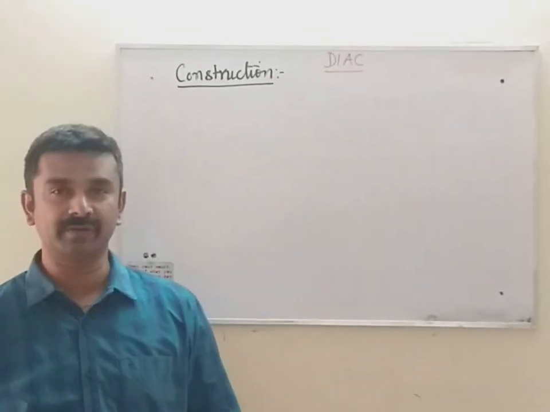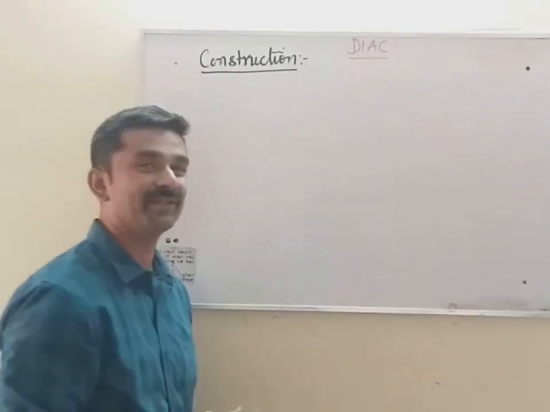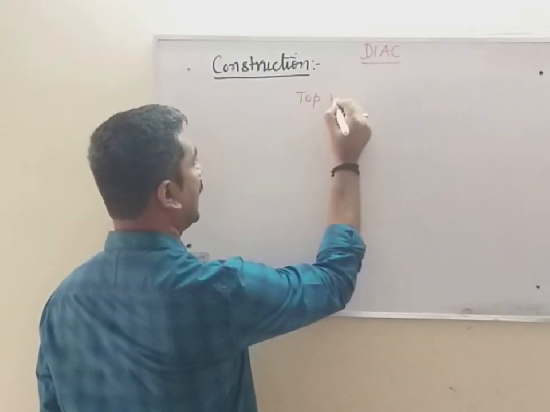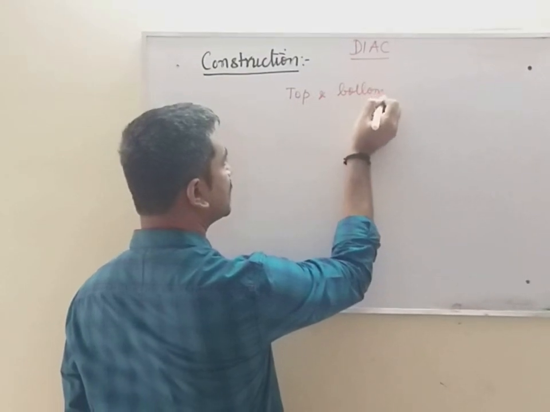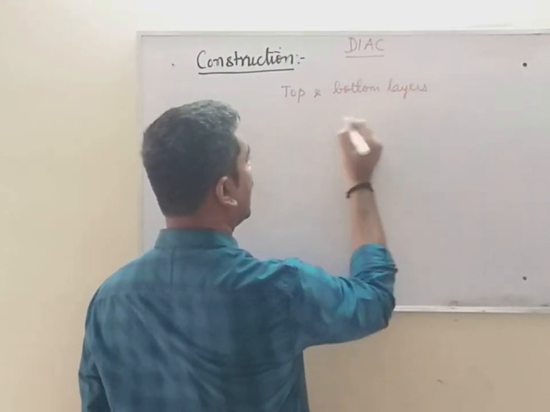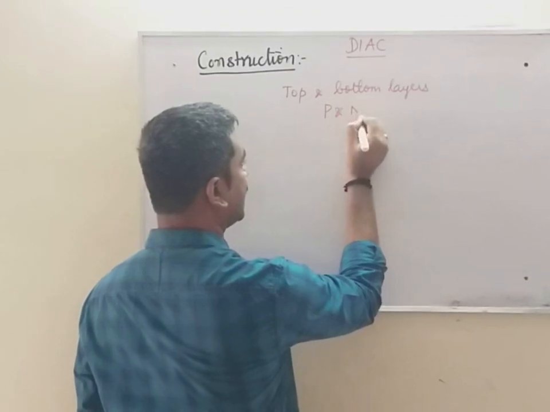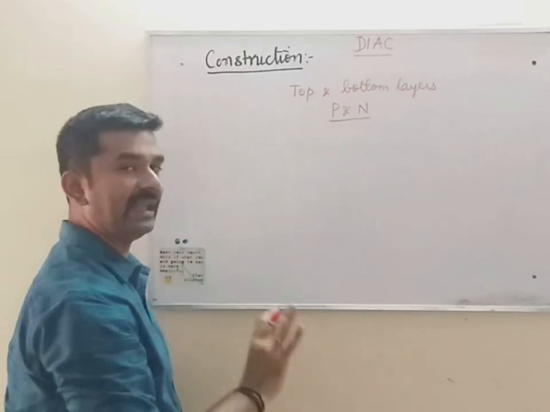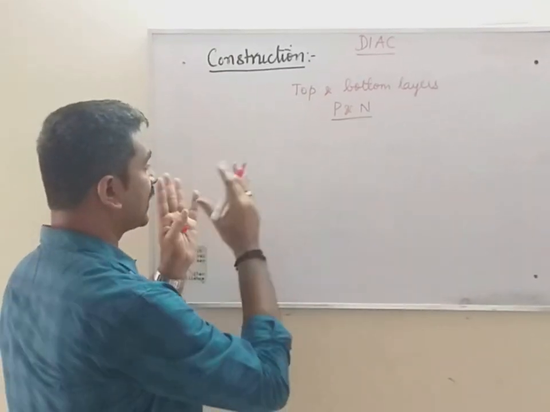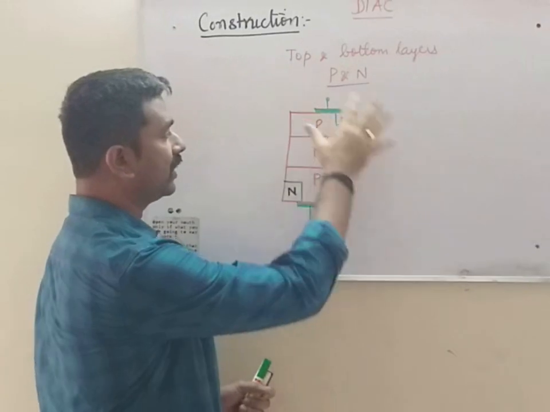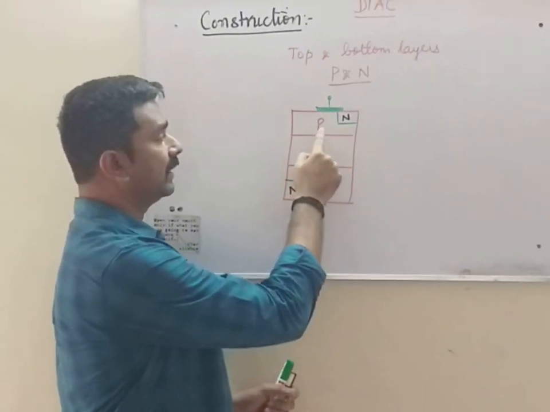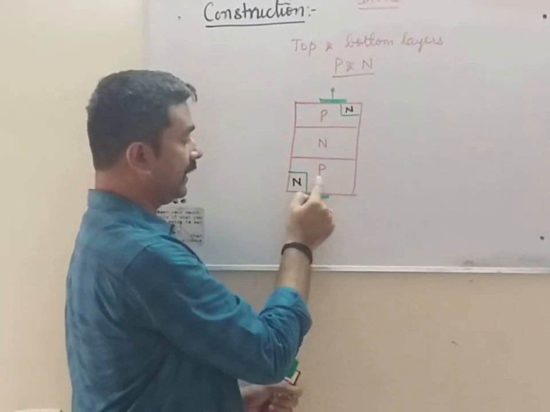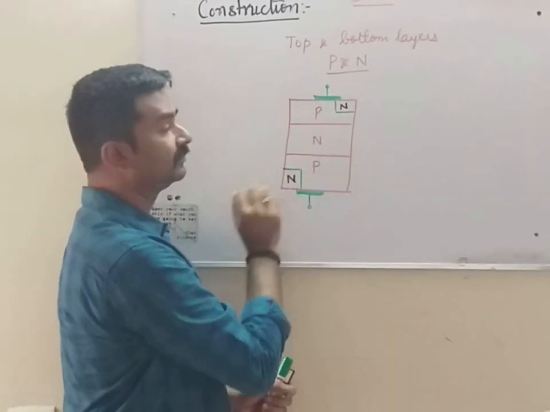We will get to the construction of DIAC. DIAC is a 4-layer device, a PNPN device, where the top and bottom layers will have both P and N regions. You could notice from the construction of DIAC, P and N are present in the top layer, and P and N are present in the bottom layer.